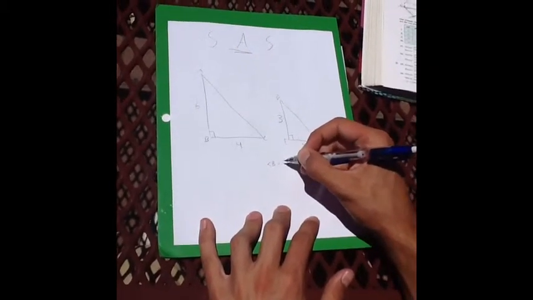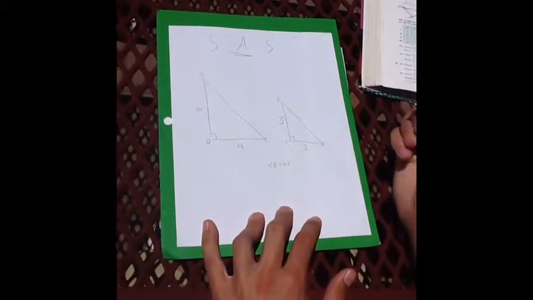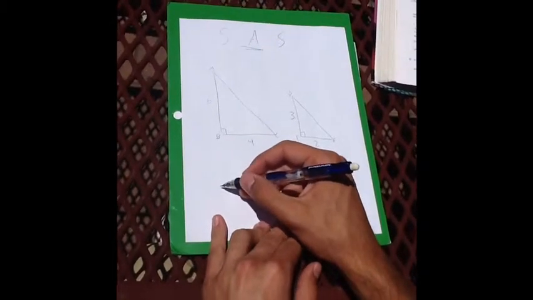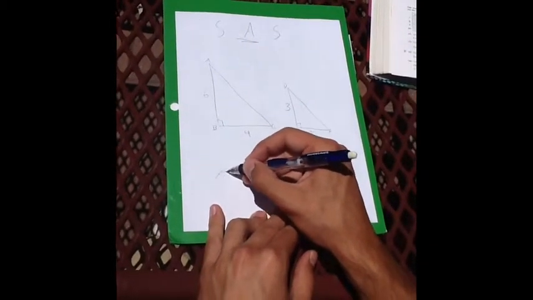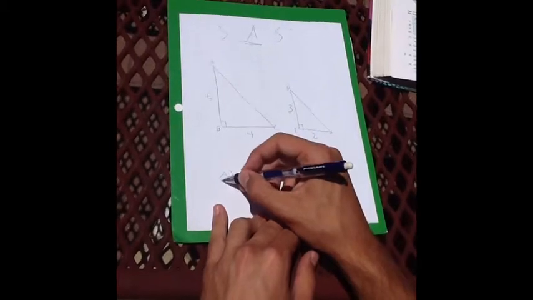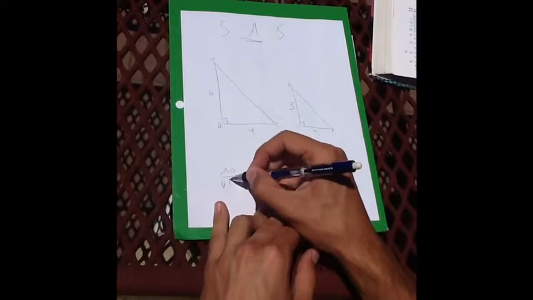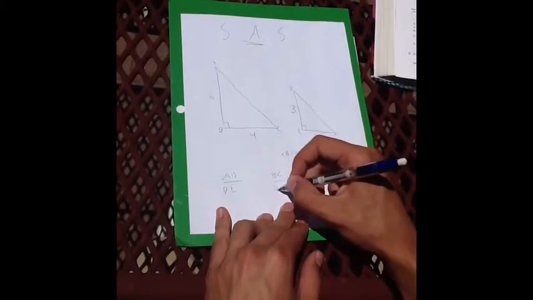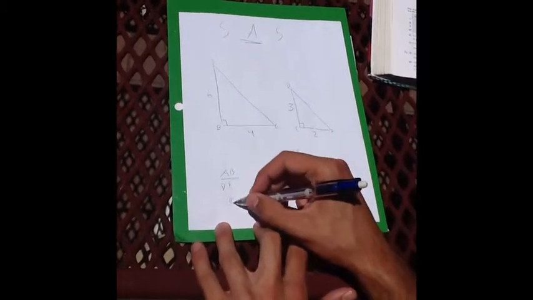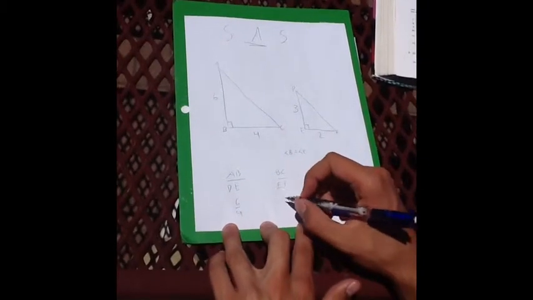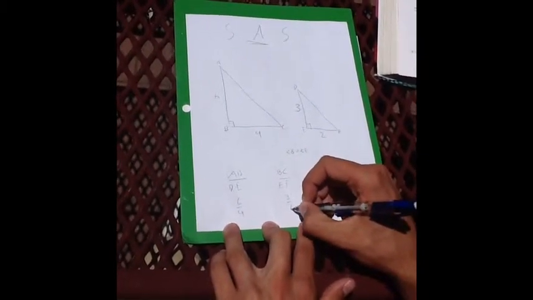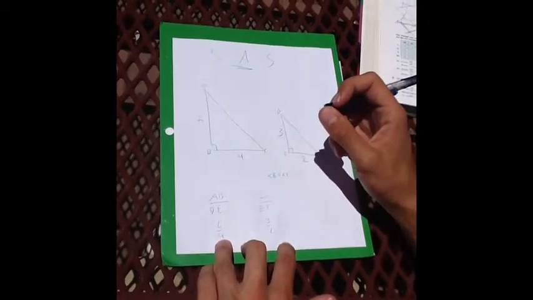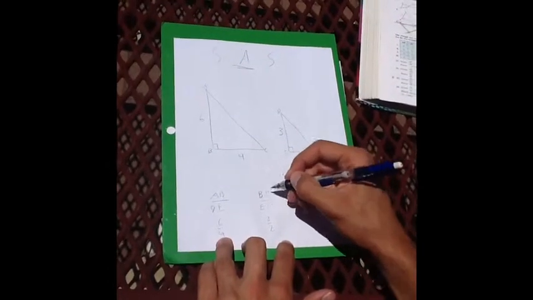So here we're going to say that angle B is equal to angle E, just so we know that that is our angle between our two sides. So now we're going to take AB over DE because those are hopefully going to be our proportionate sides. And we're also going to take BC over EF, which will hopefully also be proportionate to prove that this is SAS. So AB over DE is going to be 6 over 4, and BC over EF is going to be 3/2.